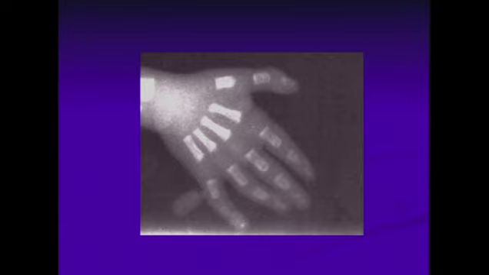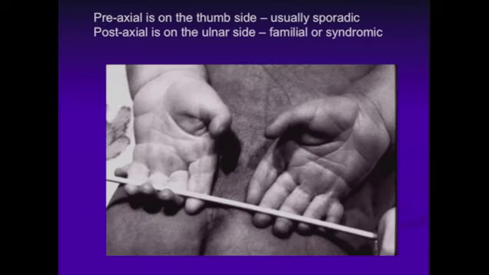But what's important is to figure out the familial recurrence of this, the familial incidence, and also know about the syndromes that can happen with this. So you need to figure out which side of the hand this extra digit is on. Is it on the thumb side or is it on the ulnar side? Preaxial is the thumb side, that's usually sporadic, and postaxial is on the ulnar side, and that's usually either familial or syndromic. So if you see that extra digit, you figure out which side it's on, you talk to the parents about whether there's any family history of extra digits.